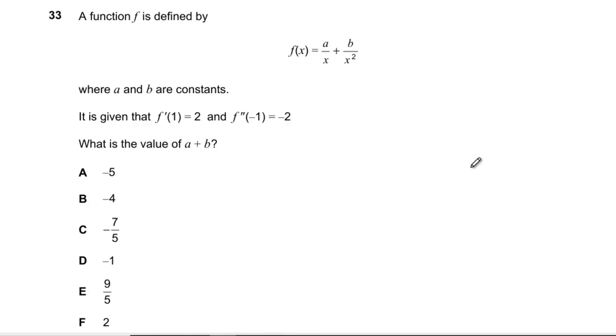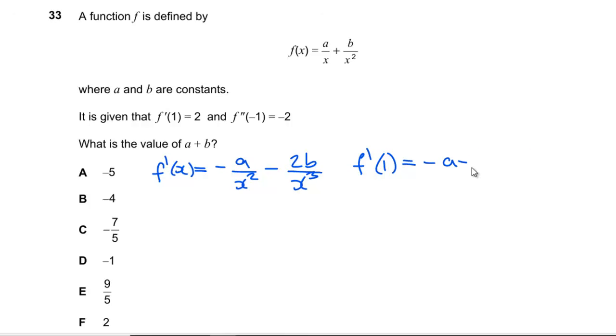Right, question 33. A function f is defined by that, where a and b are constants. It's given that the first derivative of f, you put 1 in, you get 2. Second derivative, you put minus 1 in, you get minus 2. What's a plus b? Right, this seems fairly standard work. So f dash of x is going to be minus a over x squared, and then minus 2b over x cubed. So when I put, what are we putting in? We're putting a 1 in.